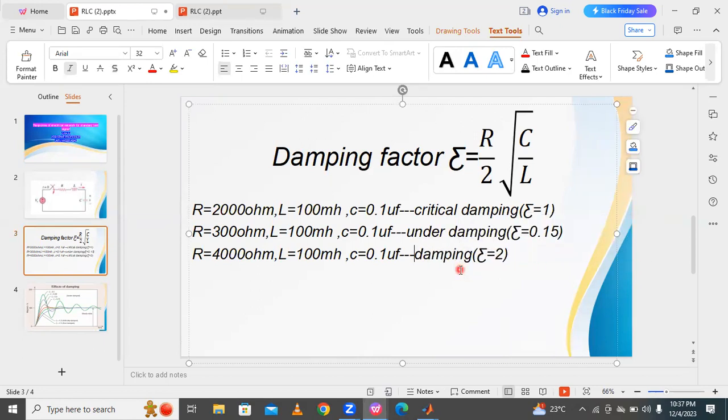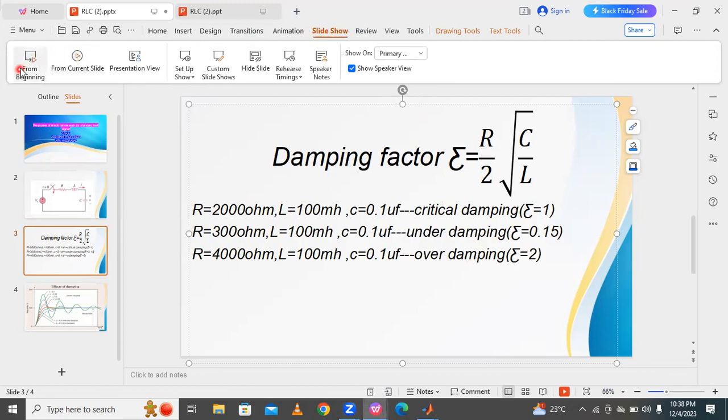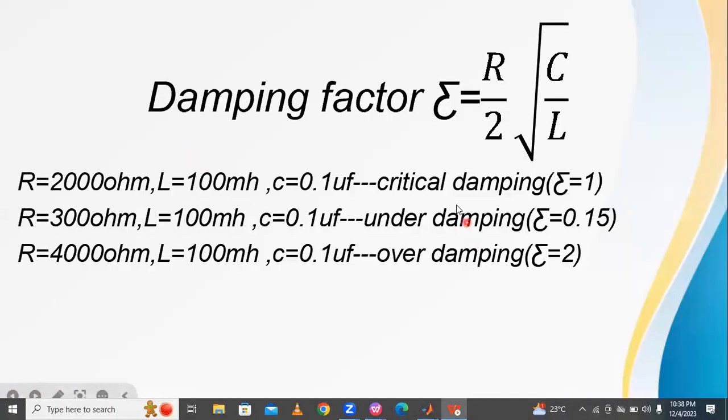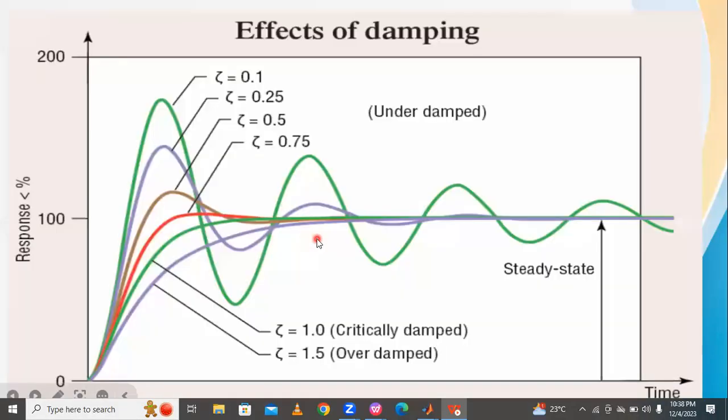Zeta is equal to 1, critical damping. Zeta is equal to 0.15, under damping. And zeta is equal to 2, greater than 1, is called over damping. So these are the different types of dampings: critical damping, under damping, over damping.